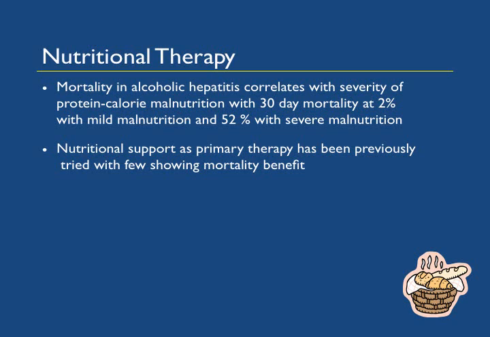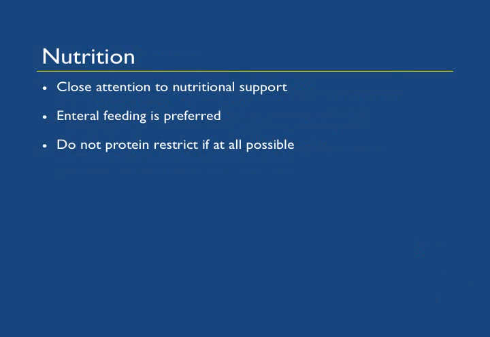There have also been some studies that show that nutritional support as primary therapy may be potentially important. However, the studies have not been conclusive in this regard. Close attention to nutritional support is recommended. Enteral feeding is preferred as opposed to intravenous feeding, as patients are very prone to infection, and therefore, if at all possible, enteral feeding is recommended. It is recommended that you do not protein restrict these patients if at all possible. There's only a very small percentage of patients who have hepatic encephalopathy due to high protein, and therefore it is important in this population, which are already malnourished, that you only protein restrict patients who absolutely need it.